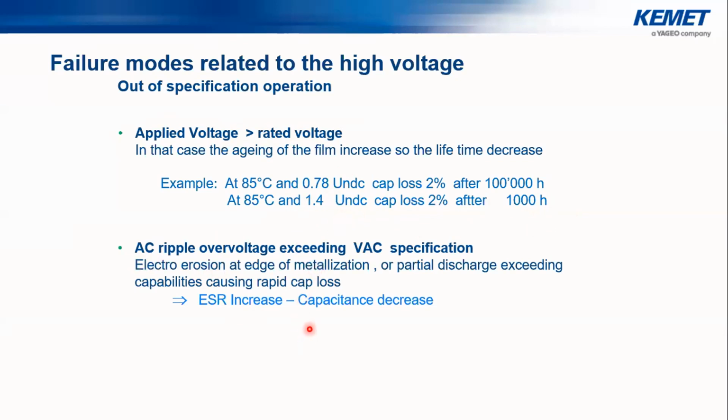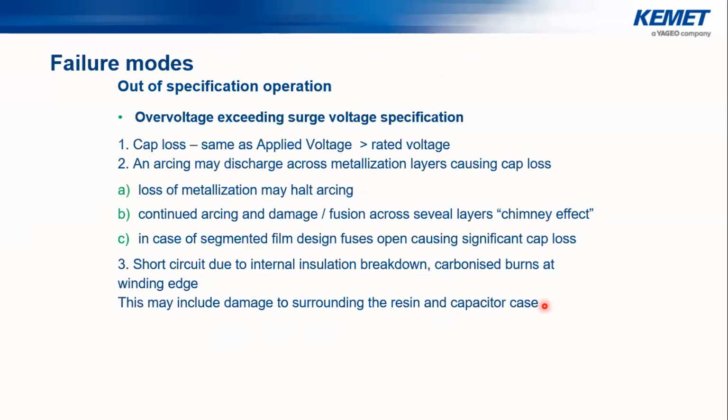Also the same when it comes to the AC ripple overvoltage exceeding the VAC specification. So we can have electro erosion at the edge of metallization, or a partial discharge, and it also can cause a rapid capacitance loss. So we will have an increased ESR and also a decrease in the capacitance if you use the AC ripple overvoltages exceeding the specification.